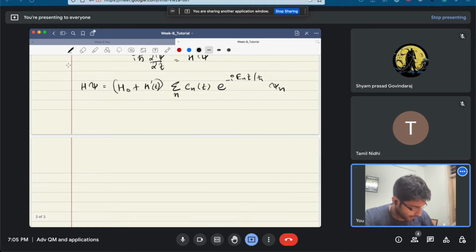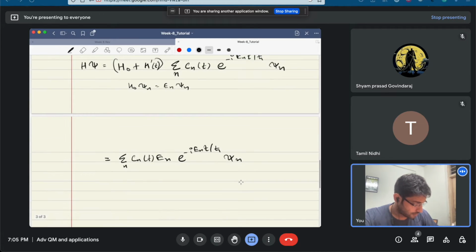So we can write this as Cn of t En, since H naught acting on psi n gives us En psi n. We have substituted this here, and the rest is e to the power minus i En t by h bar psi n, plus we have our H prime as it is. Let's just keep it something like this.